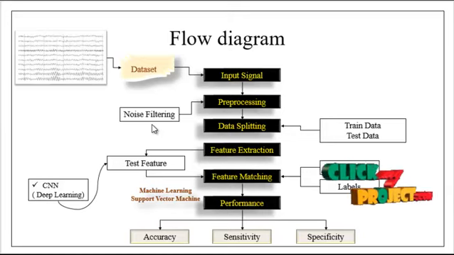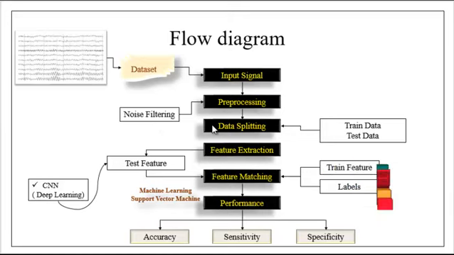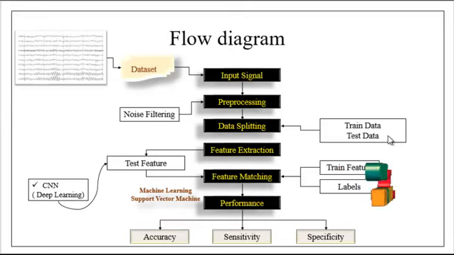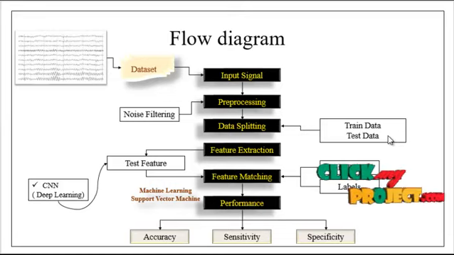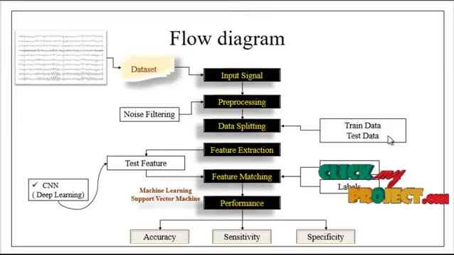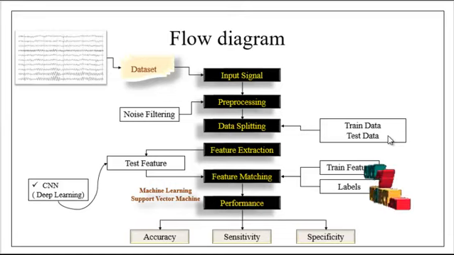After the pre-processing, the data splitting will be carried out. In this data splitting, we have two kinds of data: one is the test data, and the other is the train data. So we have to split the data into a test and a train category. For example, if we have thousands of signals in the dataset, 800 will be split as train and 200 as test. That means 80% of the data will be train data and 20% will be test data.